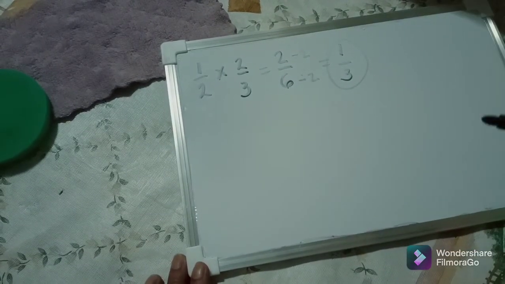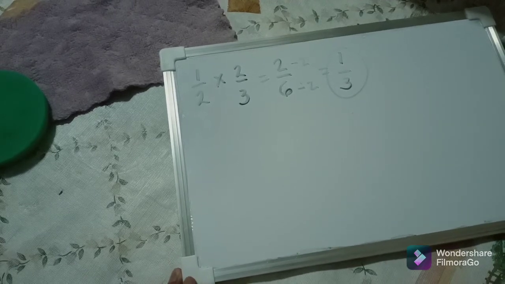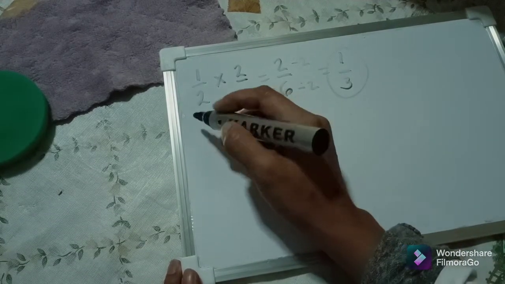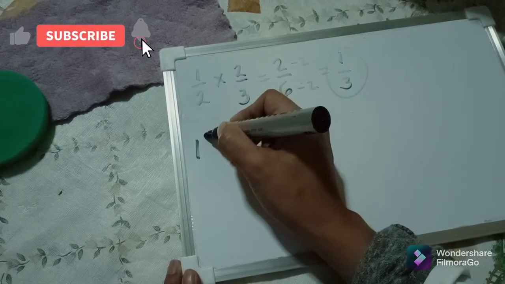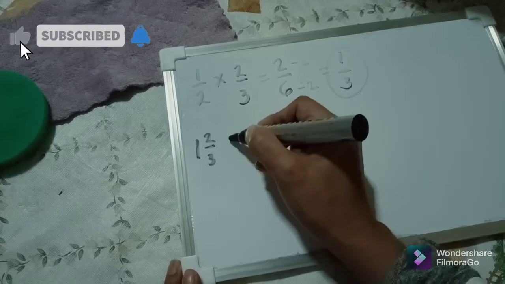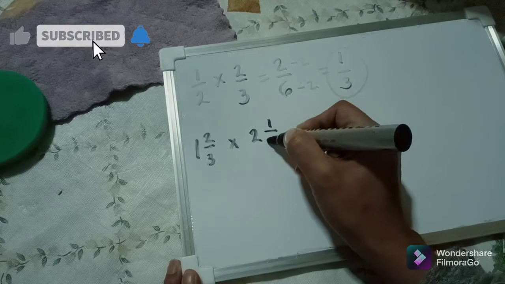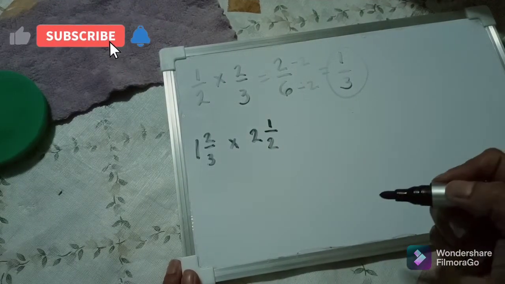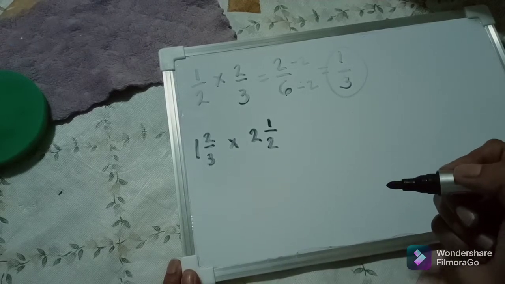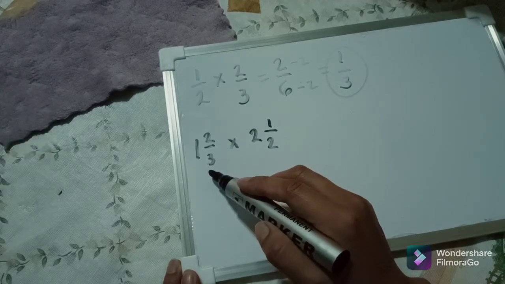Okay, now we're going to have mixed numbers. Okay, multiplication of mixed numbers. So let's see, we have here 1 2/3 times 2 1/2. Okay, so that's our given. What we have to do is to change the form of these mixed numbers. Okay, these mixed numbers have to turn into improper fractions.